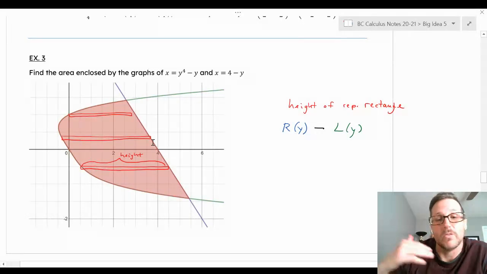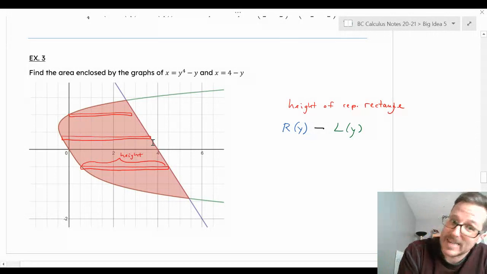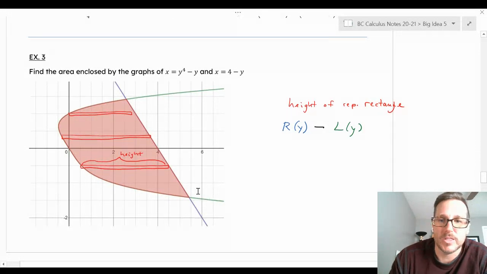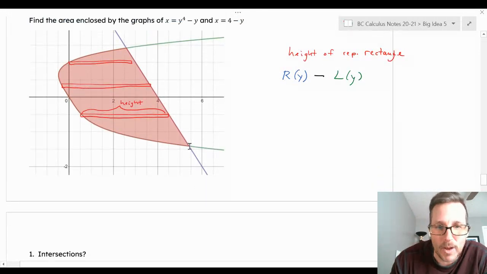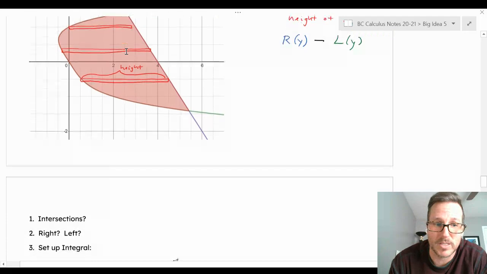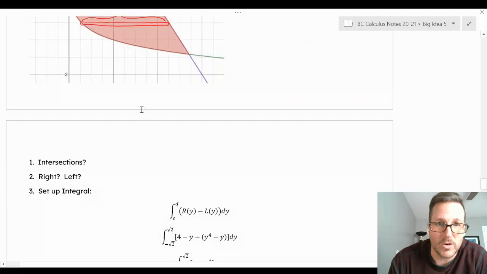So we want to do the right side minus the left side. The right side is the linear. The left side is the quartic. So when we set up our integral, we need to figure out what these intersections are. Intersections in terms of y, right? What are the y values that they intersect? So the y intersections are positive root 2 and negative root 2.